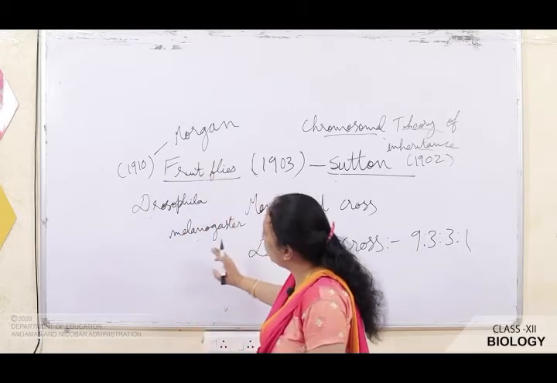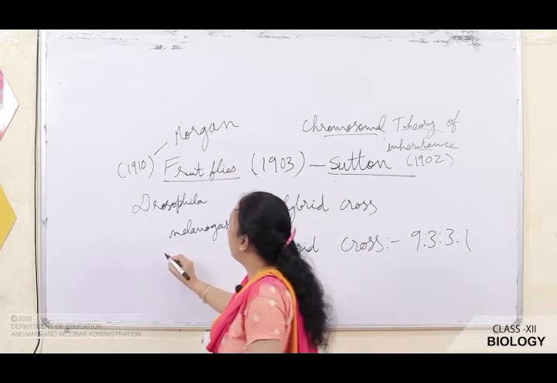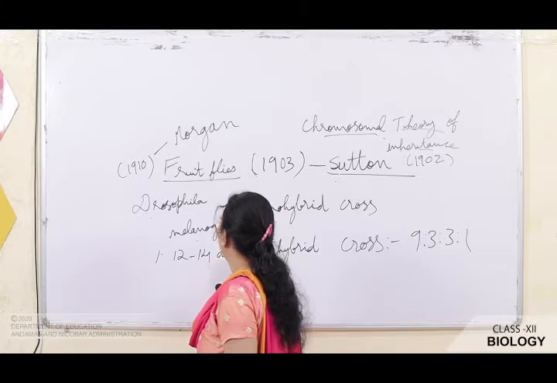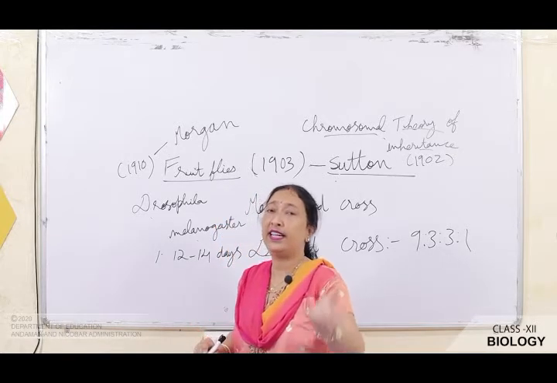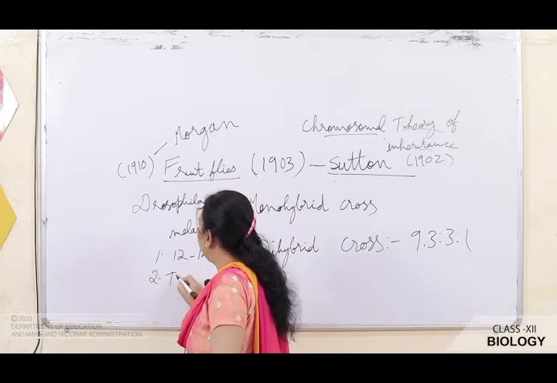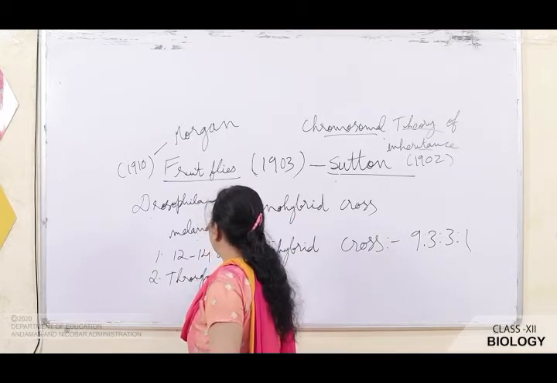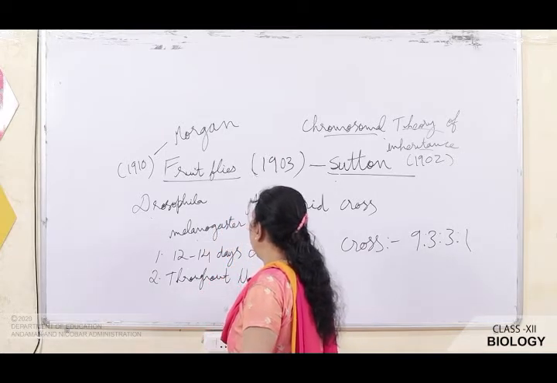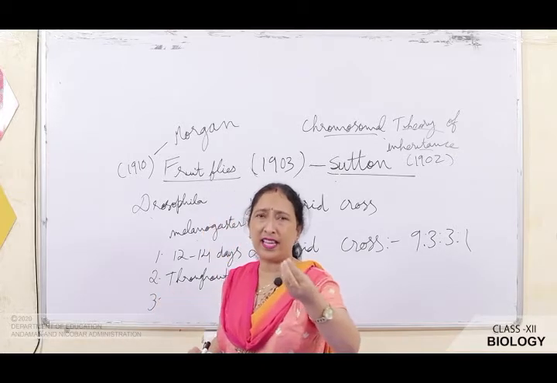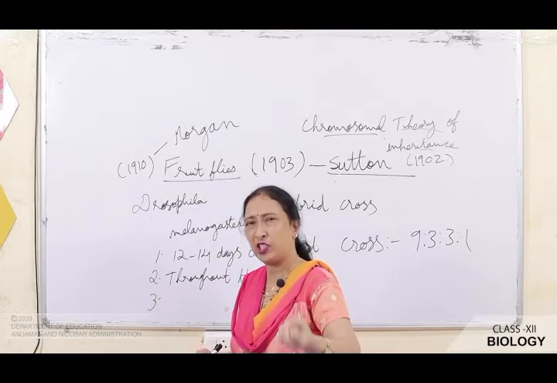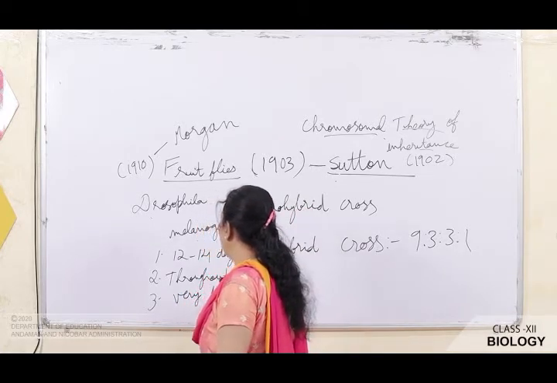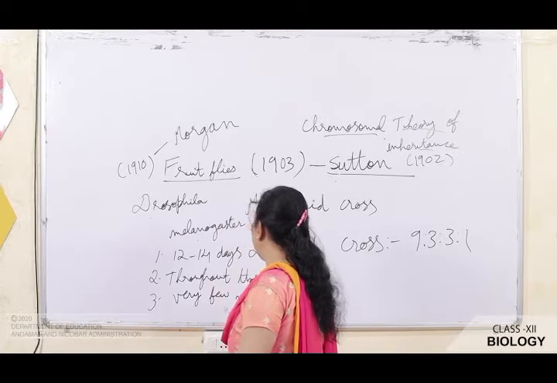Why did Morgan choose Drosophila? Because the generation time is 12 to 14 days, meaning it will arise, reproduce and die, so it can be generated throughout the year. It can be grown in culture media. Very few things are required to grow fruit flies, like a mashed banana or yeast, very few materials needed for culture media.